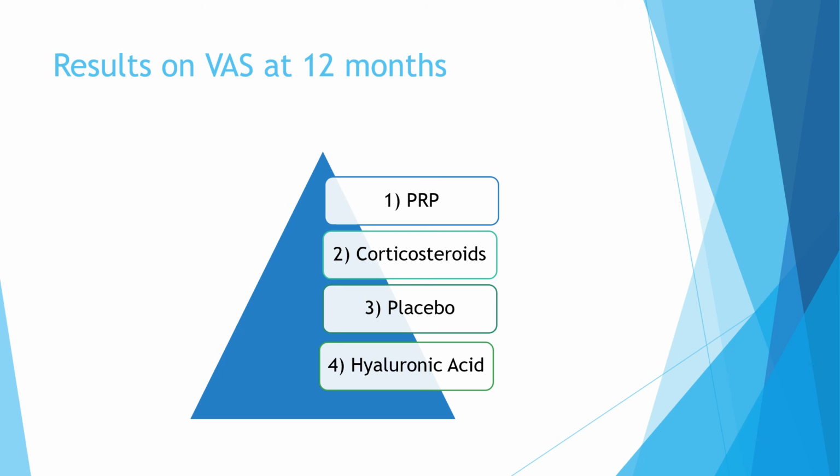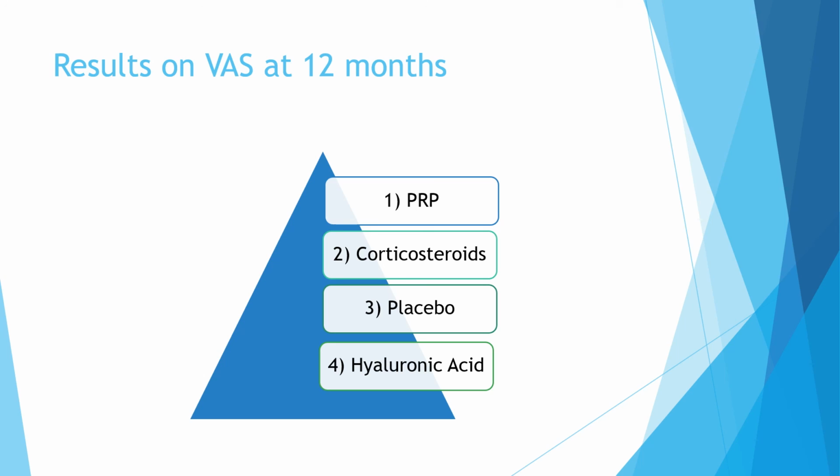And finally, the visual analog scale 12-month follow-up, 1-year follow-up of the different injection therapeutics for knee osteoarthritis. Once again, PRP is number 1 at 12-month follow-up, and this is the same as the WOMAC at 12 months. And in fact, PRP came in number 1 at every follow-up interval.